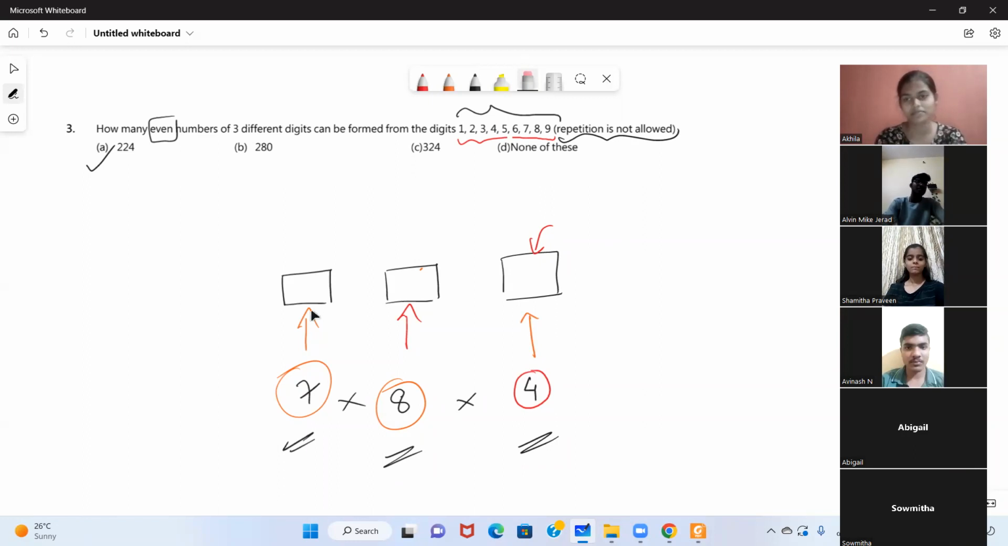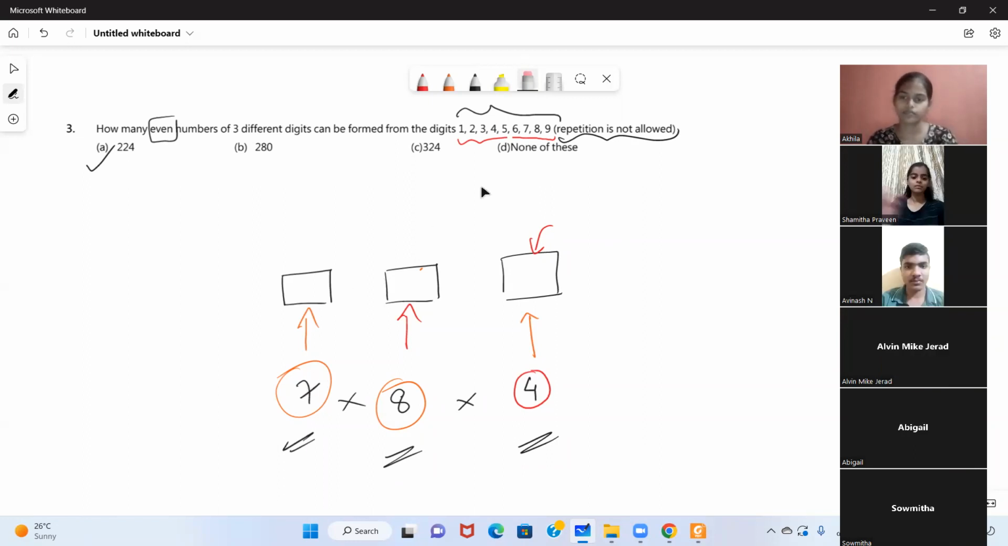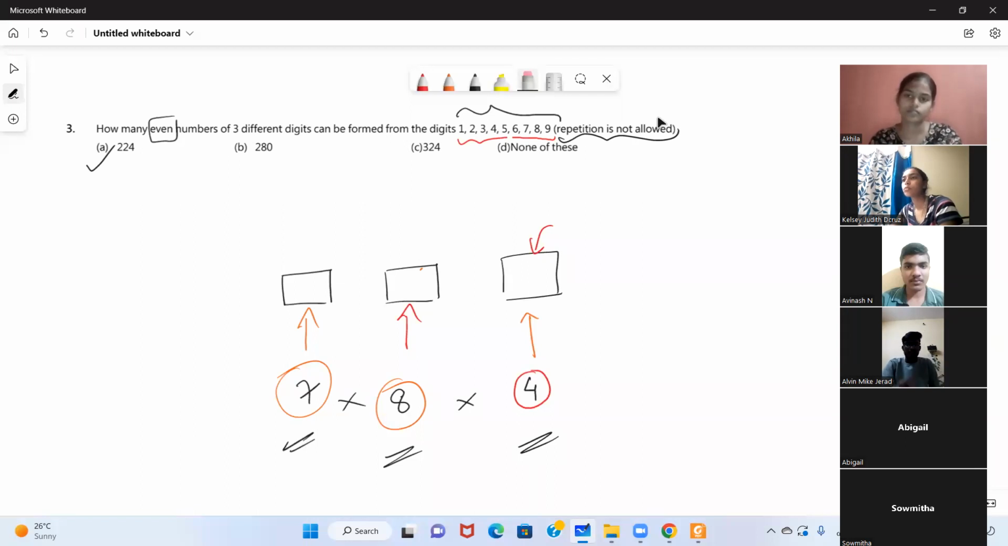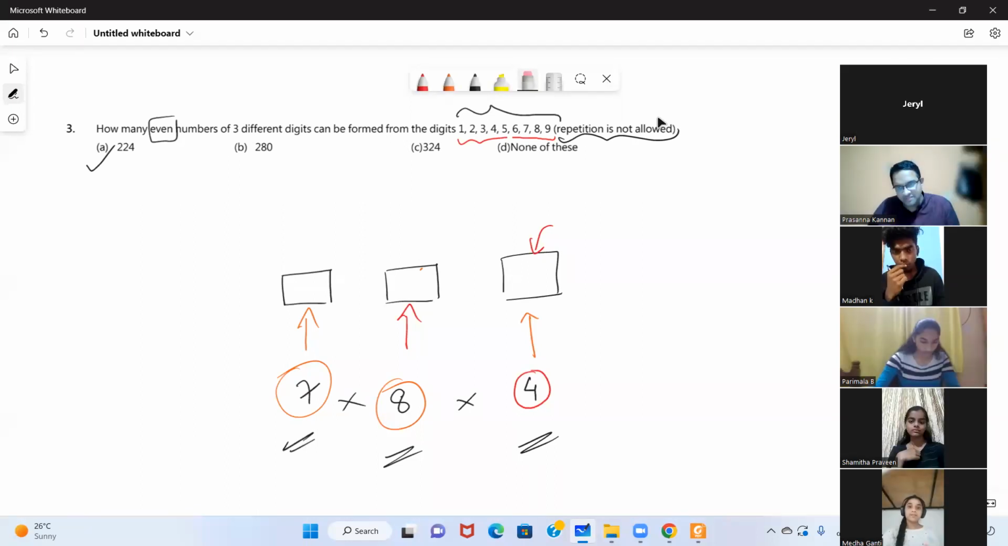Hundreds place. Can you explain, how is it 7? In the units place, we already added an even number. How many even digits are there? 4, sir. In that, any one we added, and the leftover is 8. So we added any one of the 8 numbers in the tens place, and in the hundreds place, the leftover is 7 numbers. We added any one. Very good. Excellent.